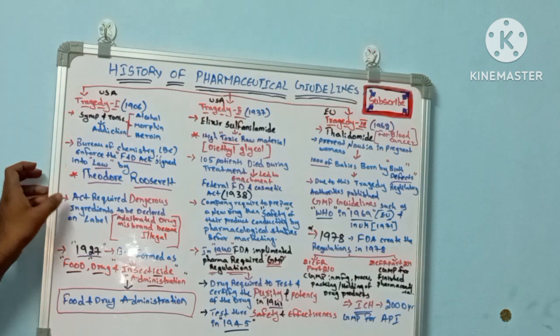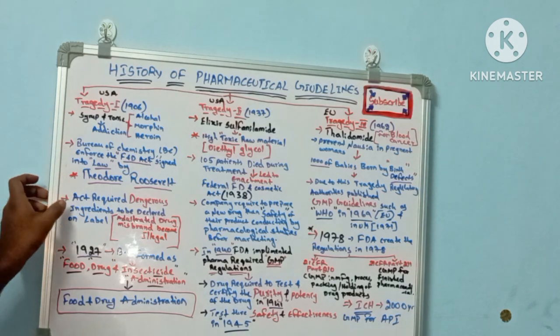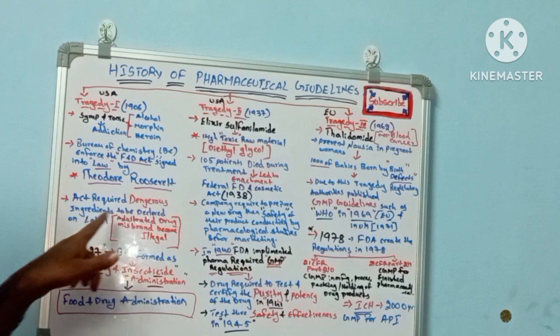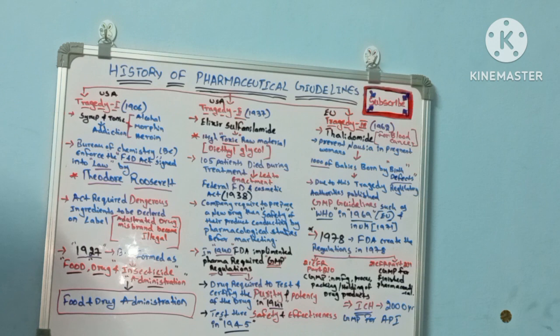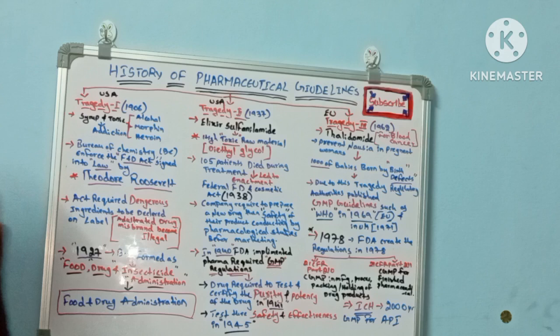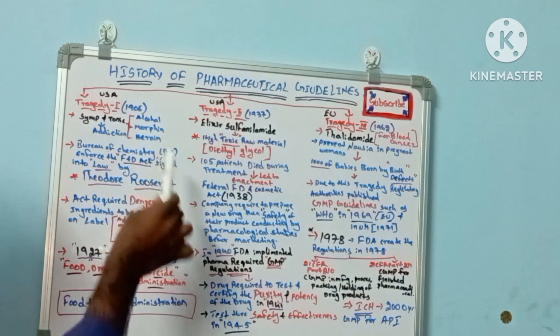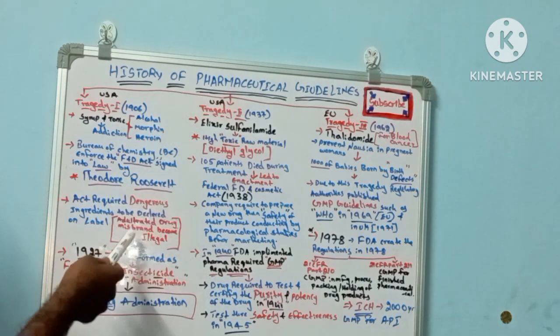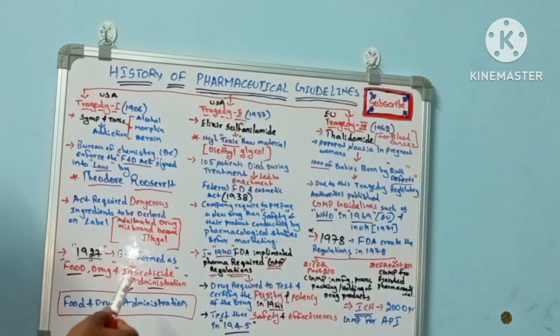After this incident, the Act required dangerous ingredients to be declared on the label. As per the FDA Act guidelines, they declared these to be adulterated drugs: alcohol, morphine and heroin. It's not only these three, there are many more. Cocaine and codeine also come under adulterated drugs. These drugs should not be used in regular pharmaceutical products.